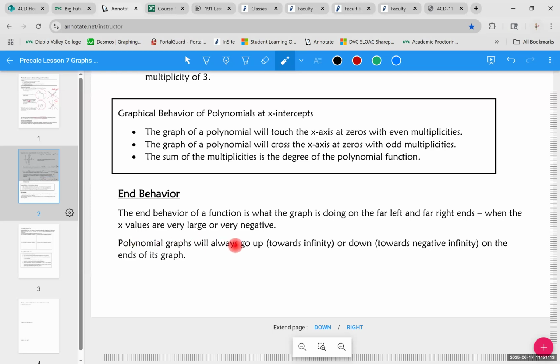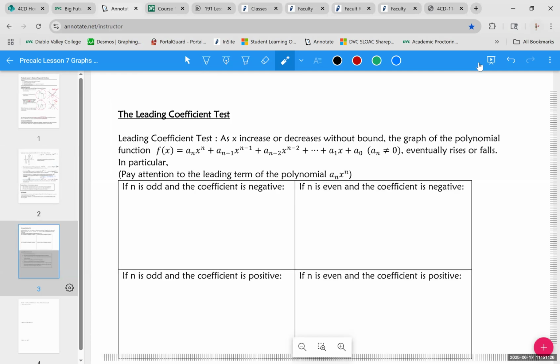So polynomial graphs will always go up towards infinity or down towards -infinity on the ends of its graph. Those are the only options. So how are we going to tell what it's going to do? We will use what we call the leading coefficient test.